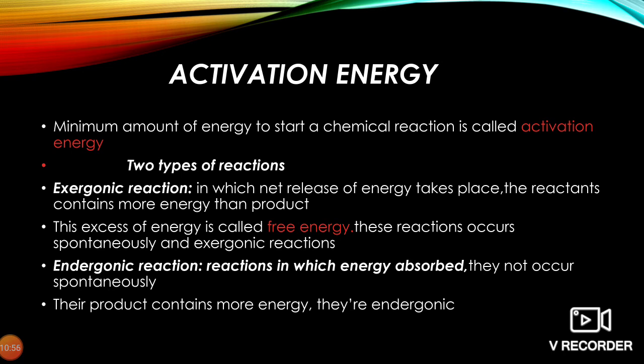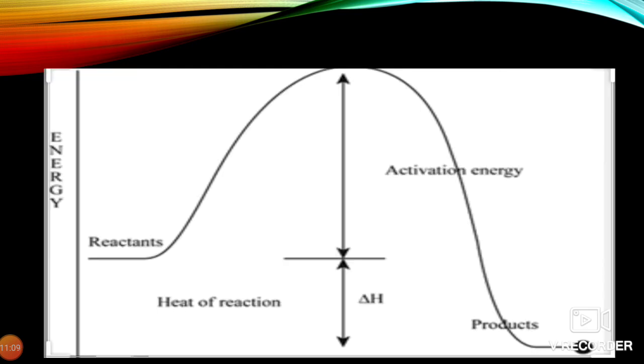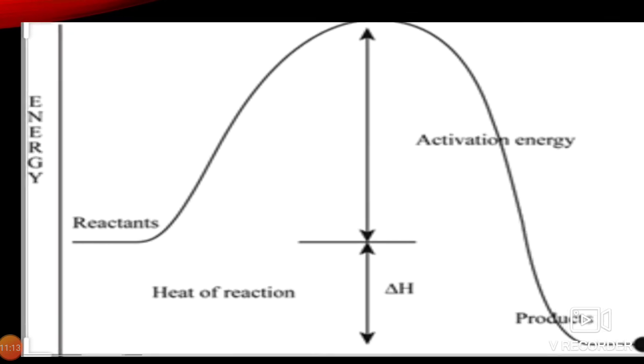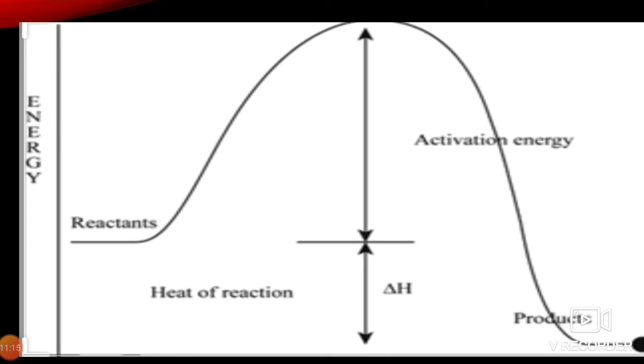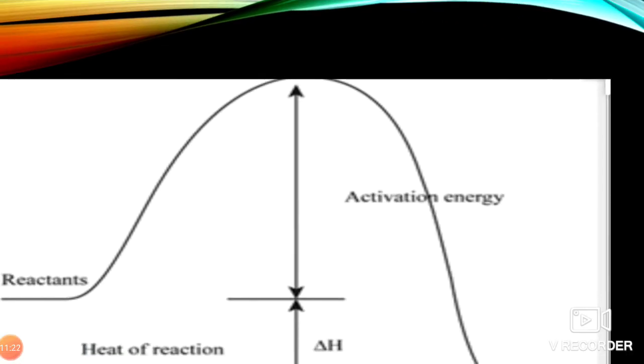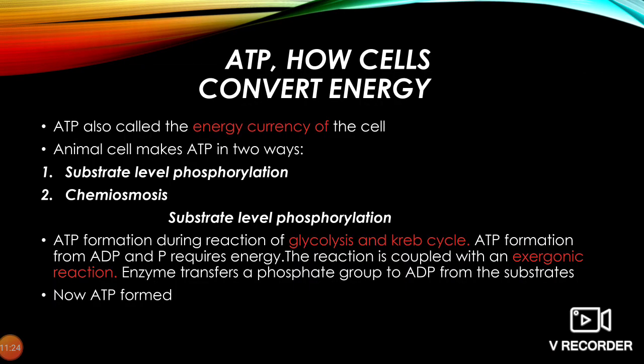Well, what are endergonic reactions? Reactions in which energy is absorbed. They don't occur spontaneously. The product contains more energy, so that's why they are called endergonic. As in this image, the reactants, in terms of the heat of reaction and the activation energy, are converted into the products. The next one is about ATP and how cells convert energy.